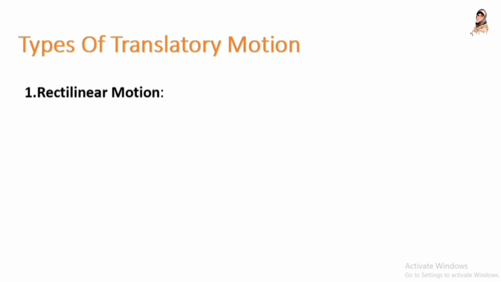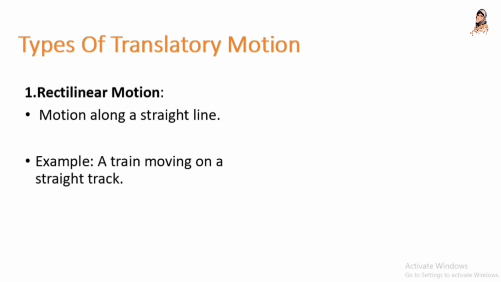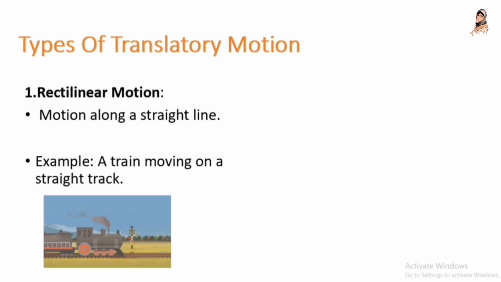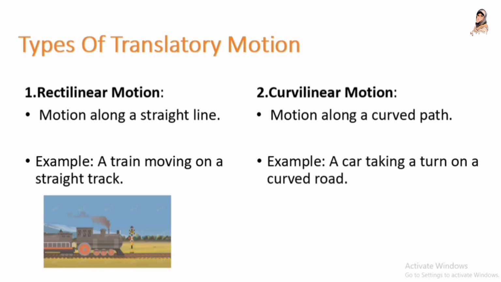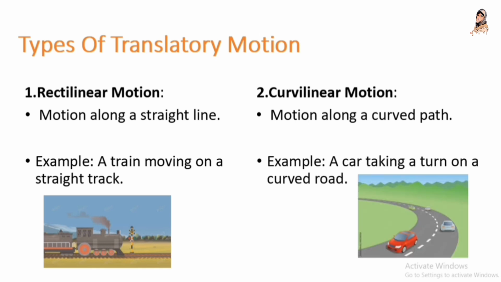The first type is rectilinear motion. Rectilinear motion is a motion along a straight line. For example, a train moving on a straight track is the example of rectilinear motion. Similarly, the second type is curvilinear motion. Curvilinear motion is the motion along a curved path. For example, a car taking a turn on a curved road is the example of curvilinear motion.